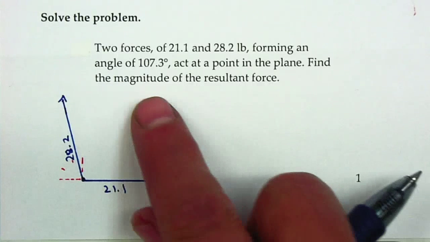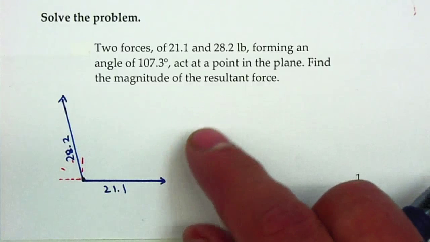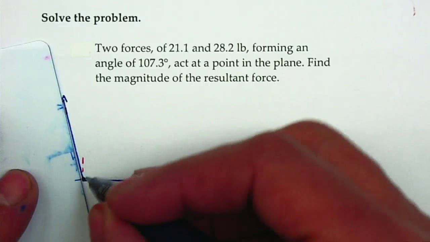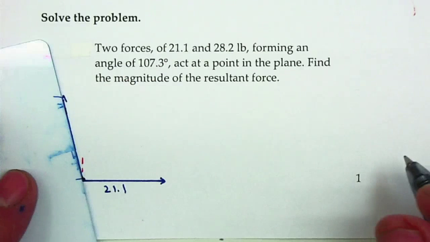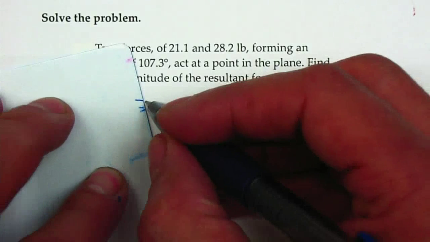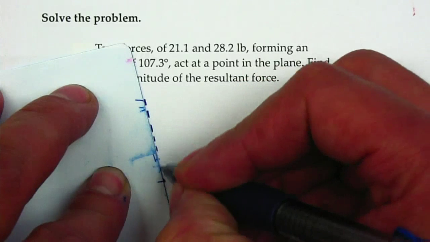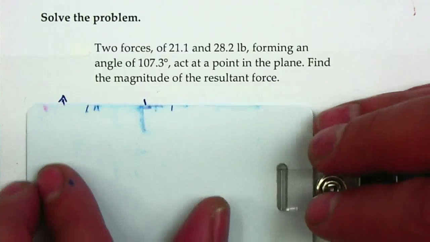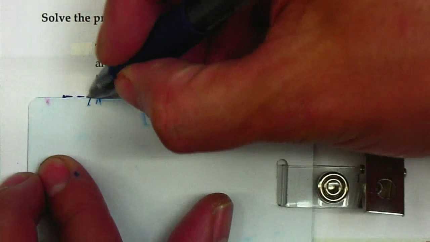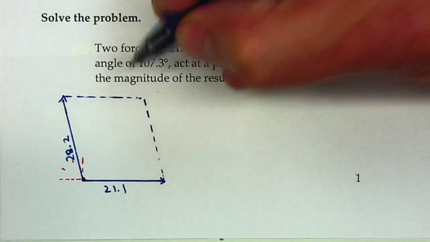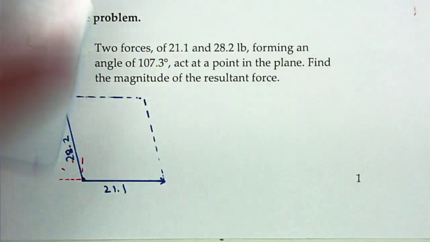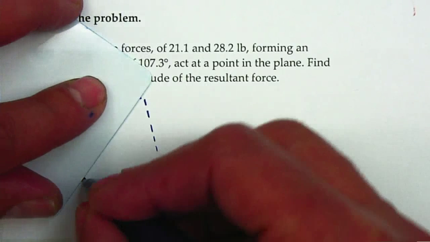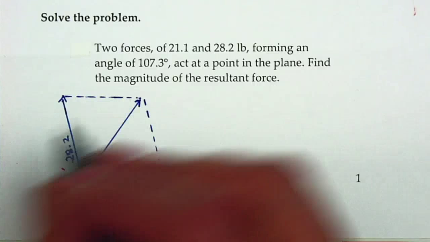We want to find the magnitude of the resultant force. Remember that you want to make a parallelogram, and we're going to copy this vector over to this side, keeping the same length and the same angle. I'm going to copy this vector and place it up here, and that will form your parallelogram. Your resulting force will be your diagonal, and that's what we're trying to find.